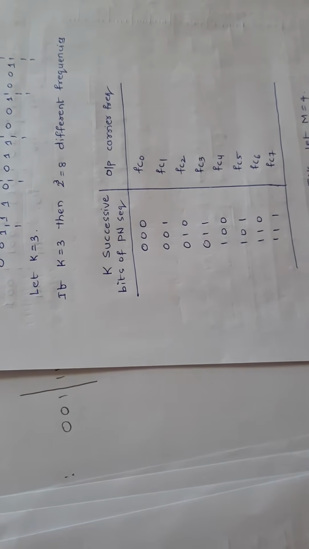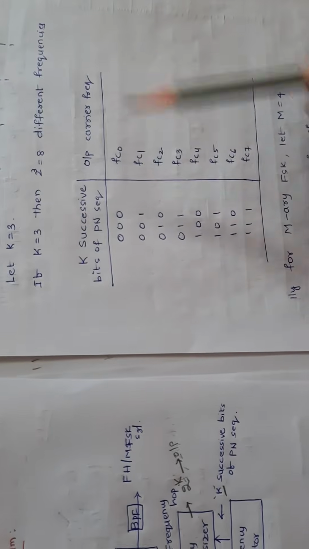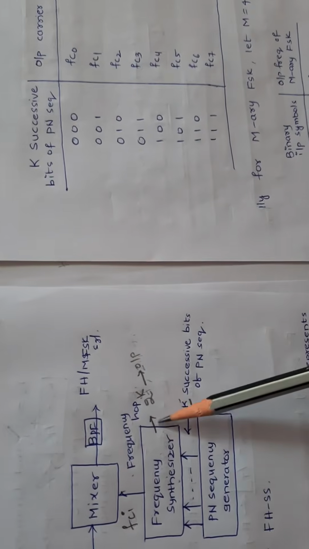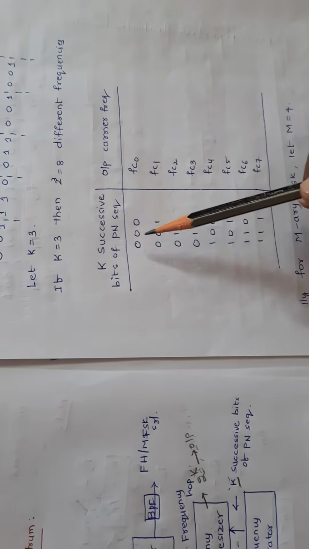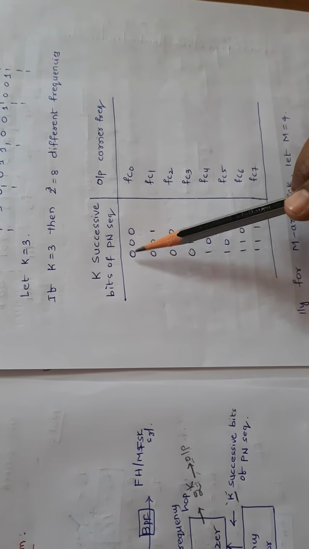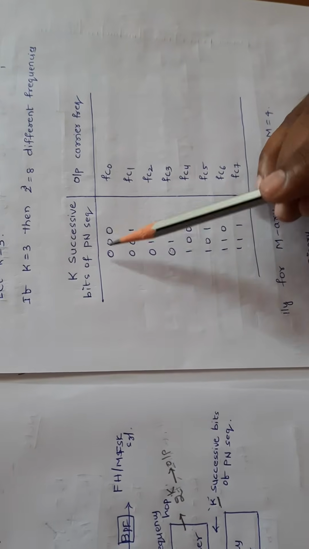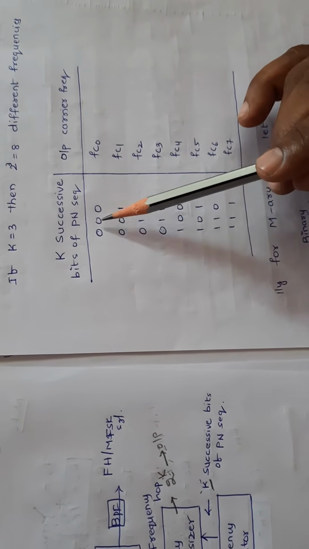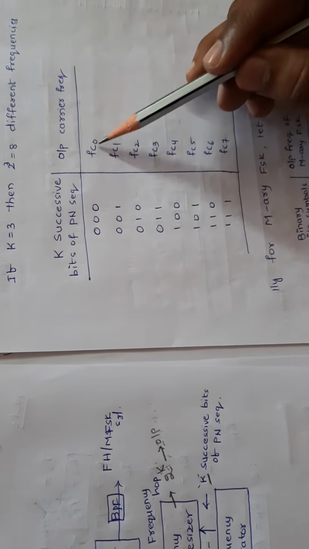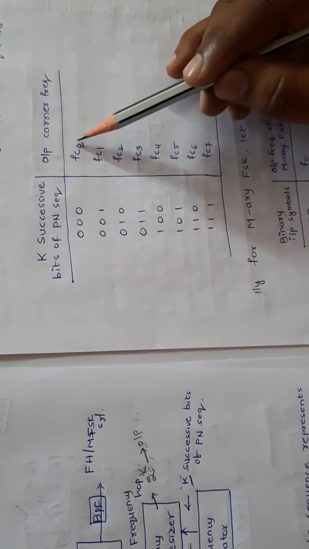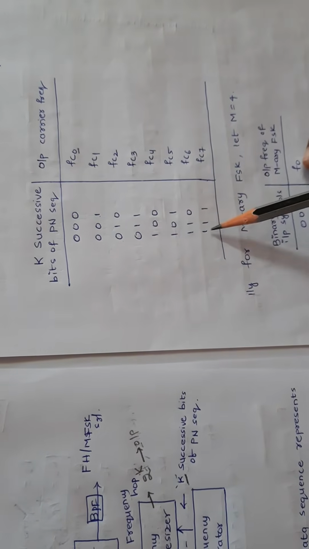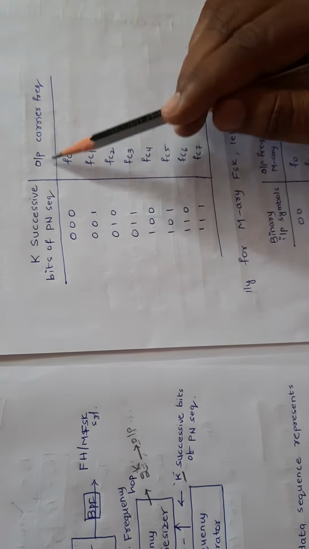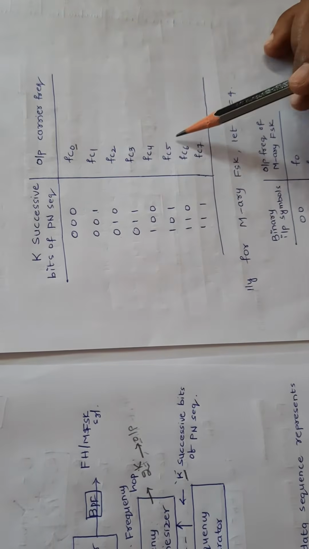Now, as I'm using k successive bits for the frequency synthesizer, it can produce 2 to the power of k output frequencies. So here I'm taking k equal to 3. So the input combinations of the PN sequence are 000 to 111. Whenever I give the 000 combination to the frequency synthesizer, it produces one output frequency, let it be Fc0. This is one carrier frequency. Similarly, 001 gives Fc1, 010 gives Fc2, and 111 gives Fc7. So these are the carrier frequencies, or outputs of the frequency synthesizer.